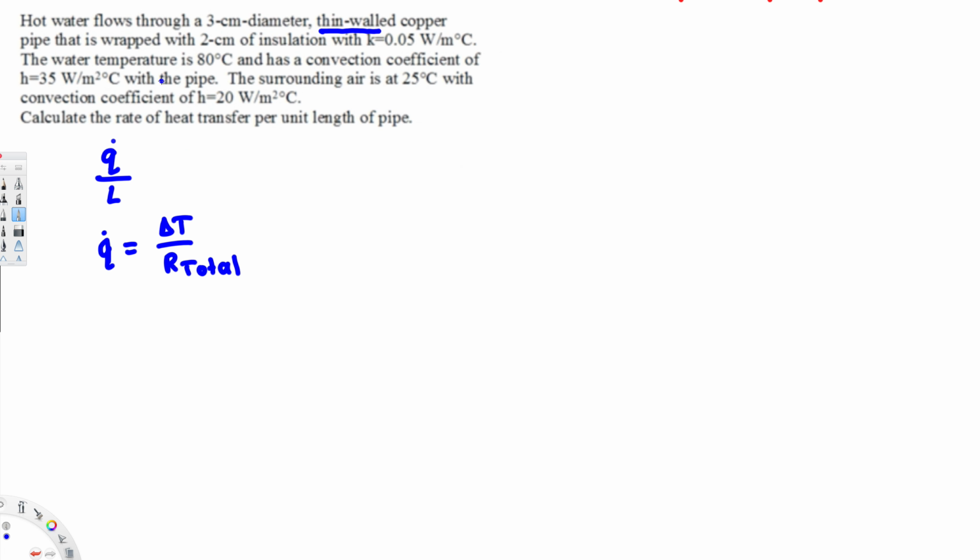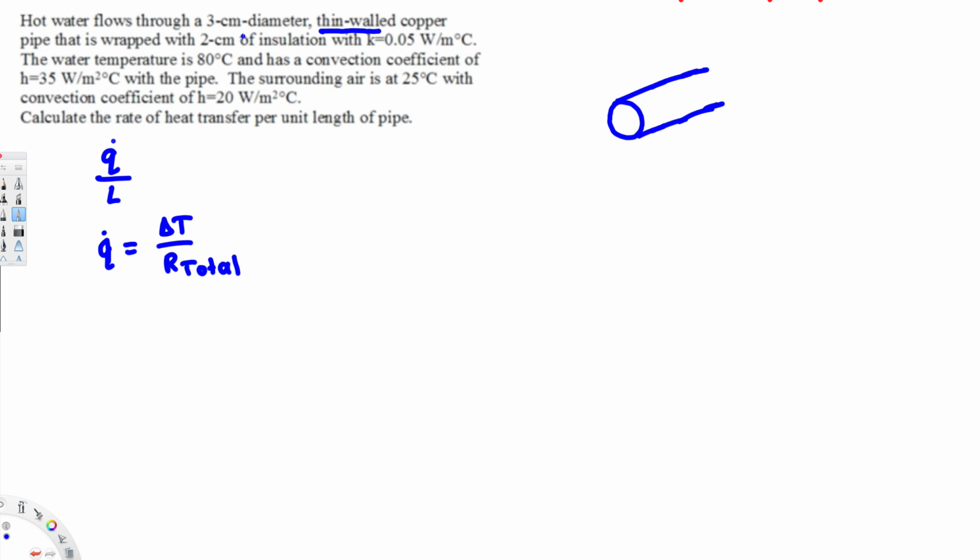Now here we have a cylindrical shaped pipe, right? So we have a pipe right here. Now we have to know what resistances we are going to have, and we know that there's no resistance due to this copper, but there's an insulation on top of this copper that is 2 centimeter.